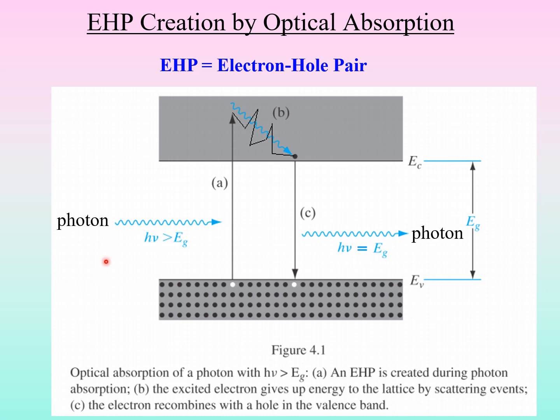This is also how photodetectors work, and imaging chips, like the imaging chip inside your smartphone camera. When photons of light come into the semiconductor, they excite electrons from the valence band up into the conduction band. So now we've got an electron hole pair.